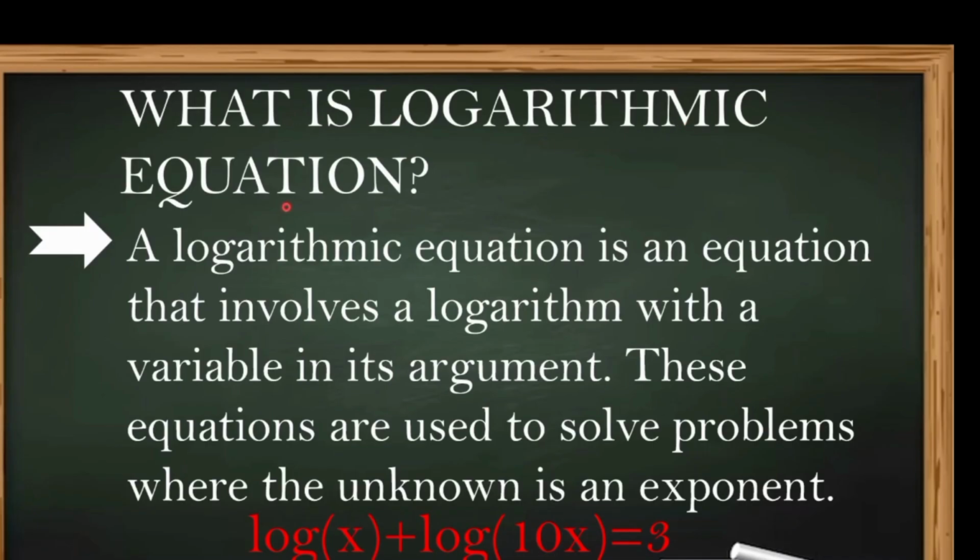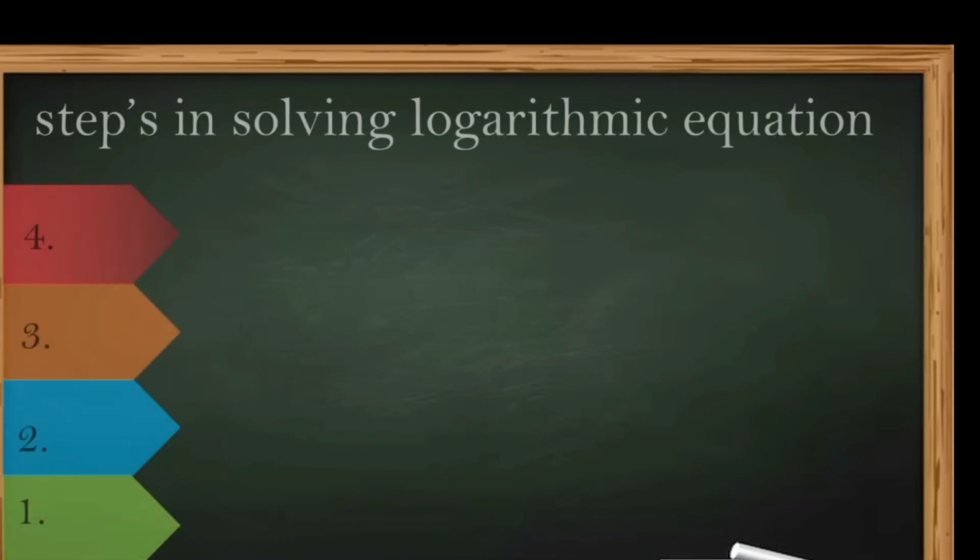What is a logarithmic equation? A logarithmic equation is an equation that involves a logarithm with variables in its argument. These equations are used to solve problems where the unknown is an exponent. For example, log x plus log 10x equals 3. This is our example of a logarithmic equation. It has an unknown variable like x.